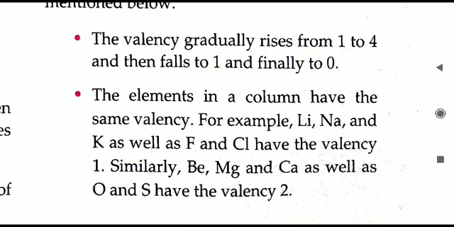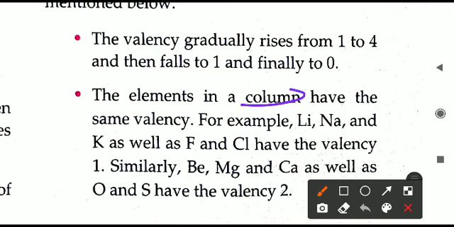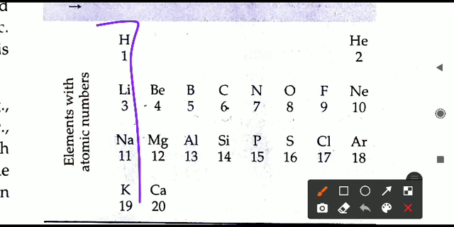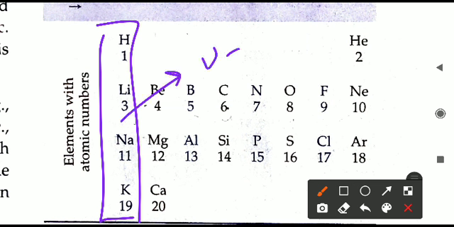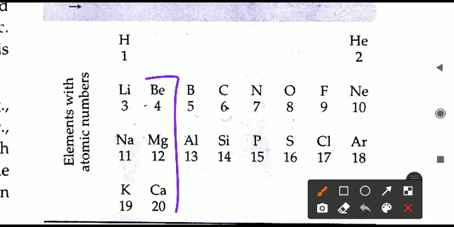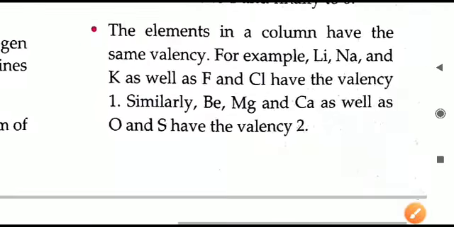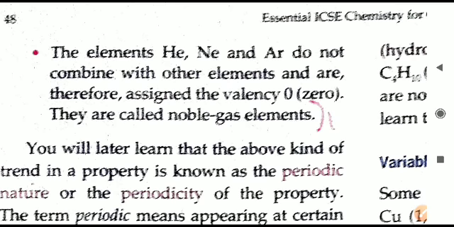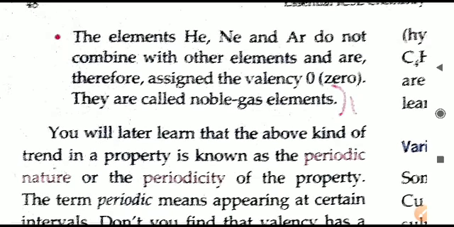In the same column, if you talk about top to bottom, you will find the same valency. Hydrogen, lithium, sodium, potassium, all these are here in the same column, and all are having the same valency of 1. In the upcoming columns also you can see each one is having a fixed common valency. So this is how we can say valencies are having a significant trend if we arrange all these in the pattern of increasing atomic number.